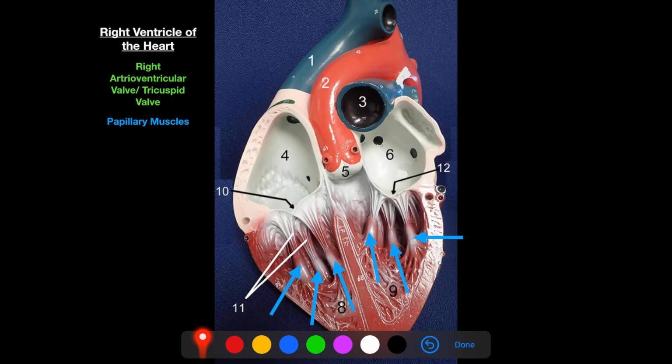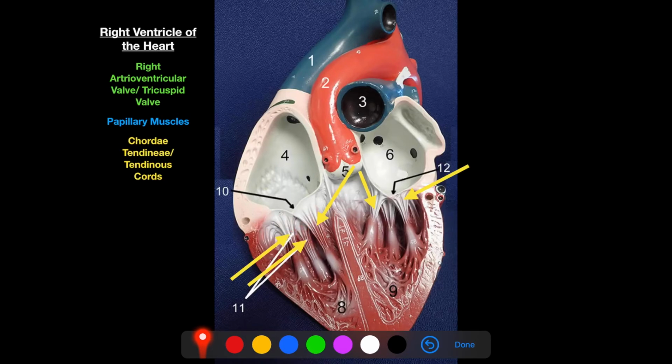Now, just like the atria had their own specialized muscles, the ventricles also have specialized muscles that are only found within the ventricles themselves, and these are called papillary muscles. If this helps you remember, papilla means nipple, and if you look at these little bumps right here, they almost appear nipple-like. So that's why they call them papillary muscles, because they appear to look like nipples.